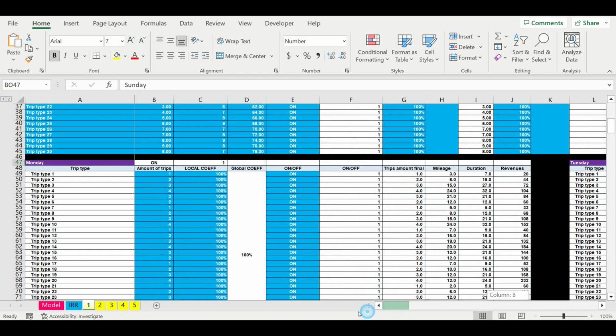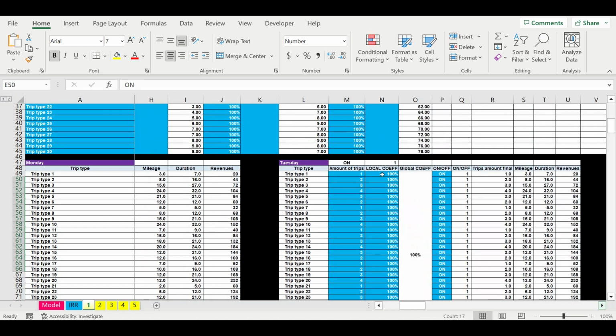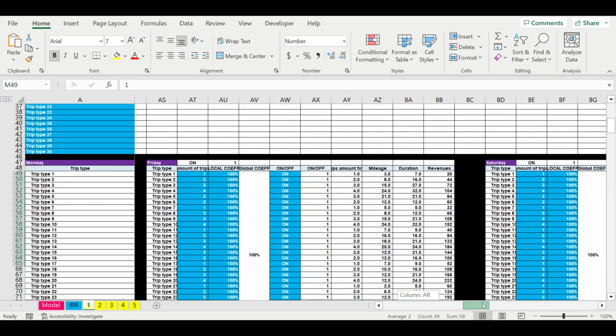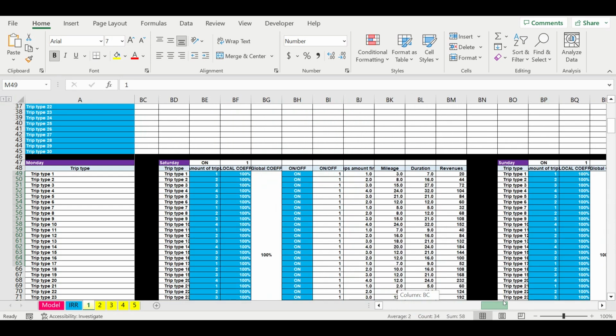So here you specify how many trips you do on Monday. You have a local coefficient linked to these trips. You can switch them on and off. The same story for Tuesday, and you are describing the portrait of revenues for each day inside the typical week.